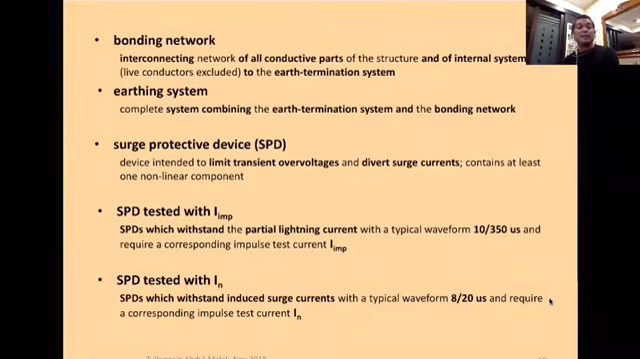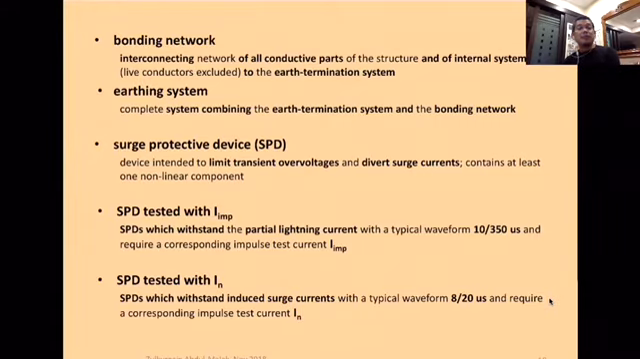The earthing system is actually a complete system made up of two things: the earth termination system, the one under the soil, and the bonding network. So it can go up as well, into the structure, where you have all these metal works bonded to the earth termination system. We call it the earthing system.